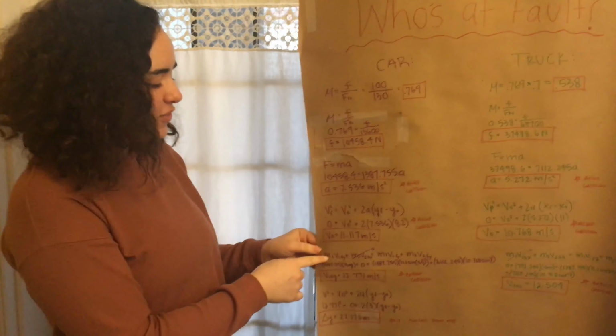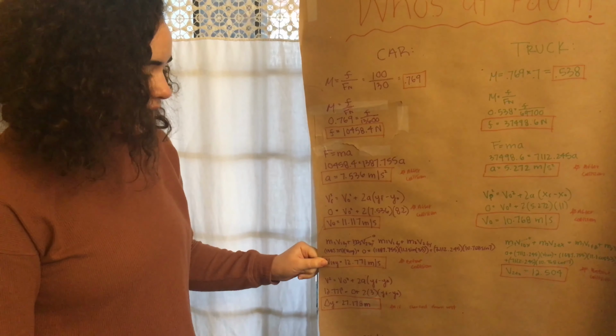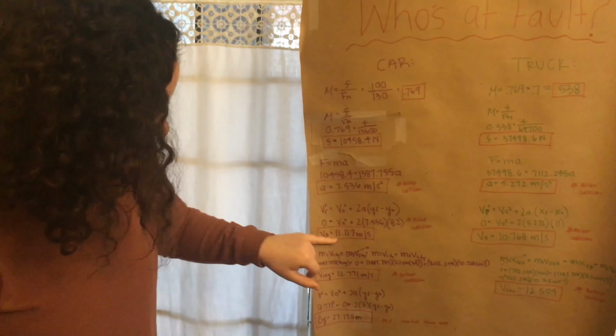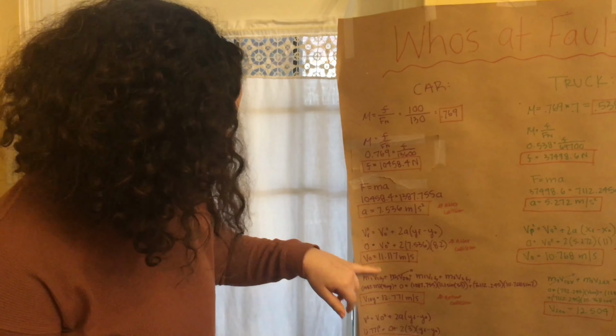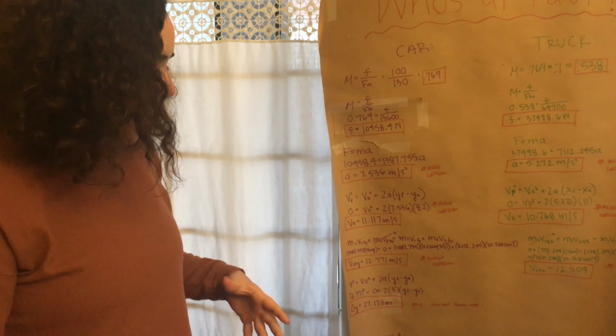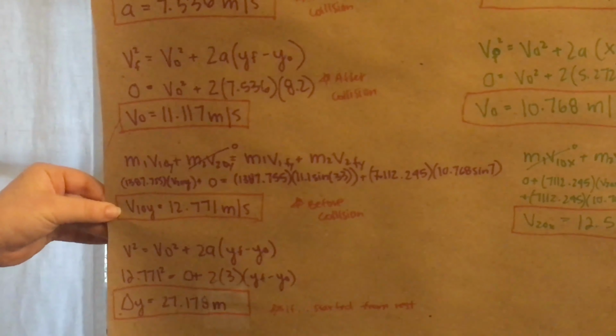Next, we use the equation for the conservation of momentum to figure out the velocity before the collision of the car. This is a very difficult number. We knew the masses, and we knew the velocity after the collision because of the previous equation. We plugged in all of the knowns, and we ended up getting that the initial velocity before the collision was 12.771 meters per second.